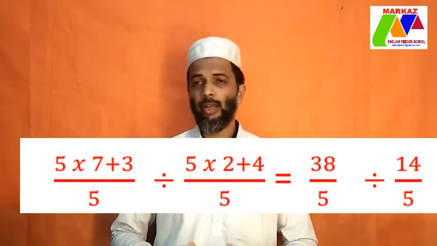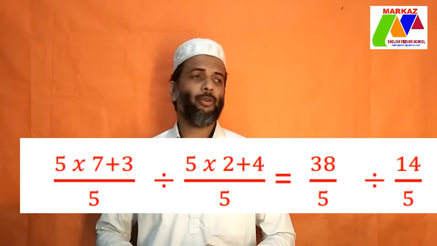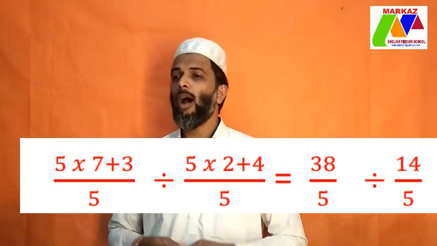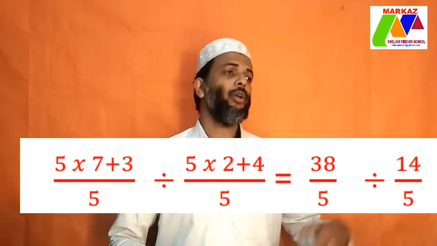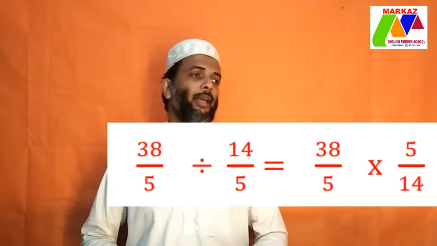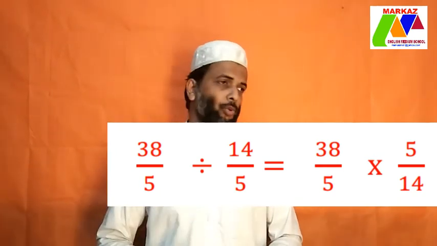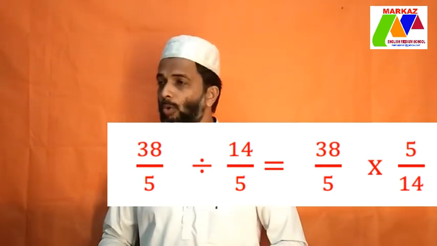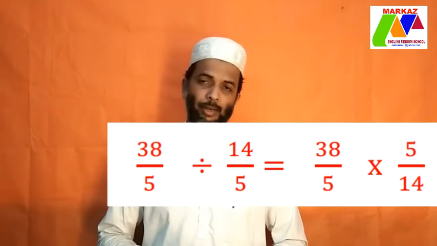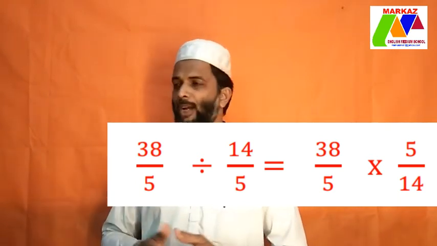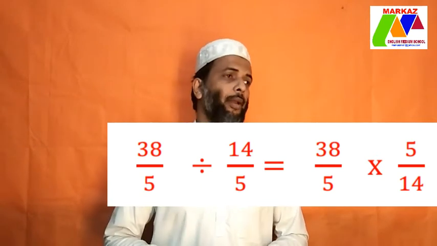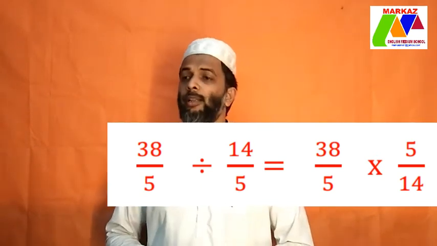Next step, change the divisor to its reciprocal form and also change the sign of division to a multiplication sign. 38 by 5 divided by 14 by 5 is equal to 38 by 5 into 5 by 14. Simplify the fraction with common multiples, numerator by denominator. 38 and 14 common multiple is 2. 5 and 5 common multiple is 5.